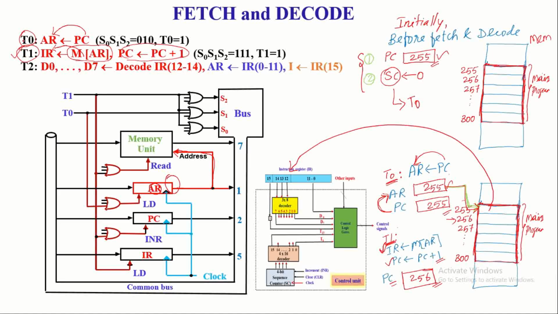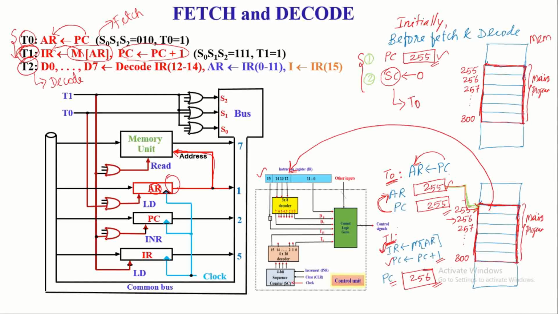The micro operations which are performed during T0 and T1 are related to the fetch phase of an instruction cycle. And the micro operations which are performed during the timing signal T2 are related to the decode phase of an instruction cycle. So at the end of the timing signal T1, the instruction which is fetched from the memory is available in the instruction register.